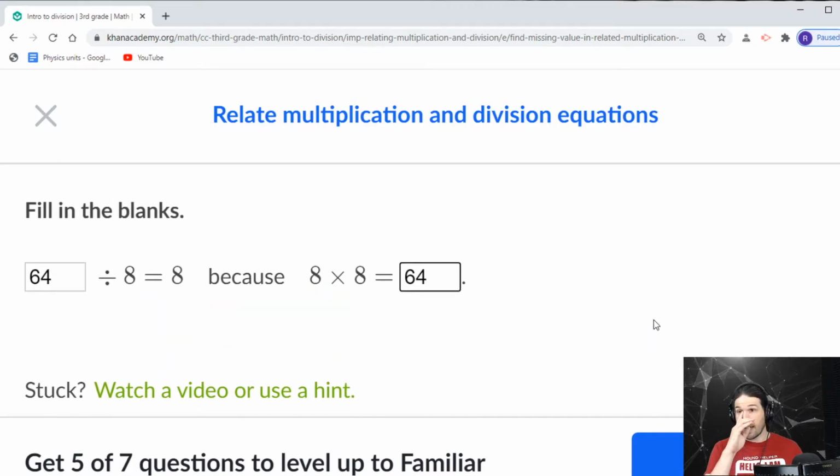And honestly, if you're watching this on YouTube, say it out loud. Seriously, as I've been streaming this, it has helped me solidify my own mental math so much. Say it out loud. 64 divided by 8 equals 8 because 8 times 8 equals 64.